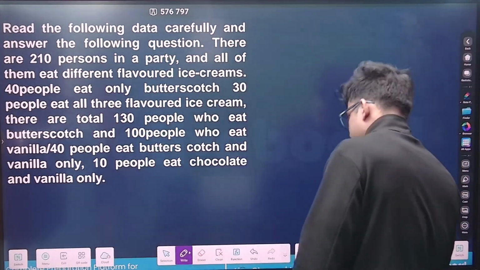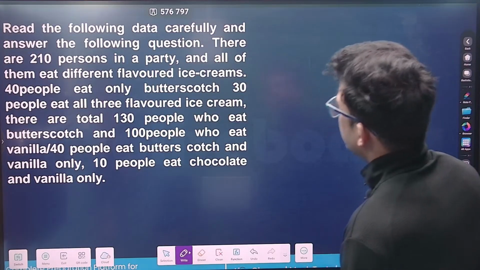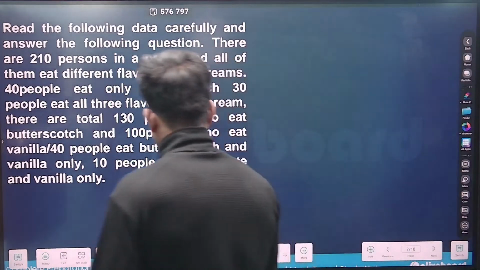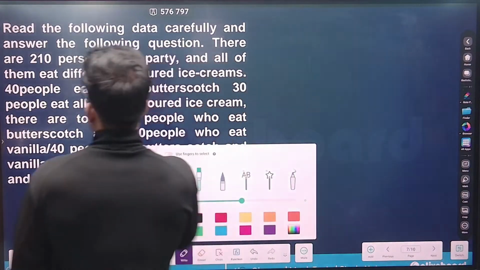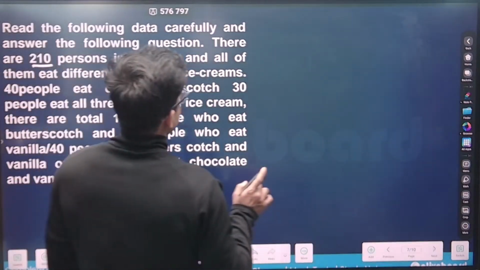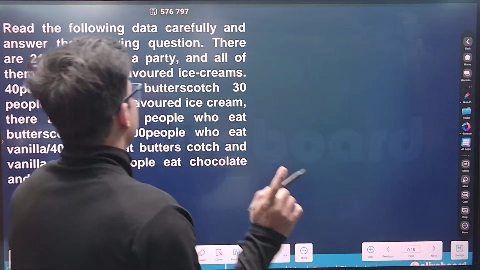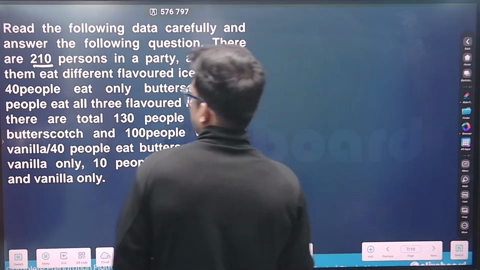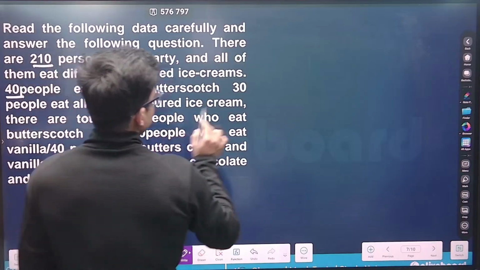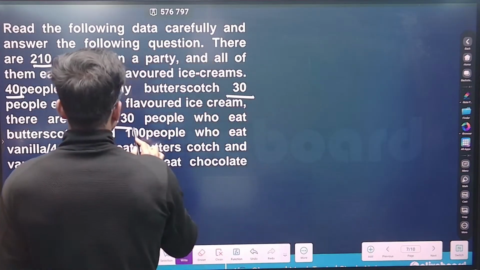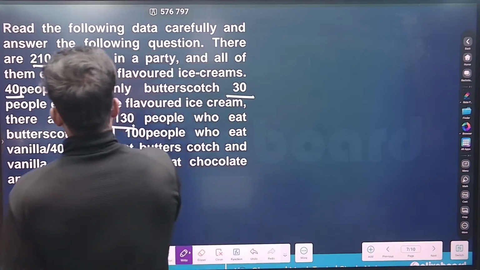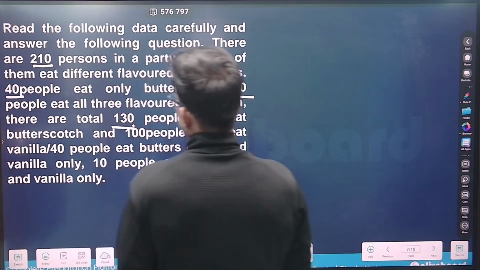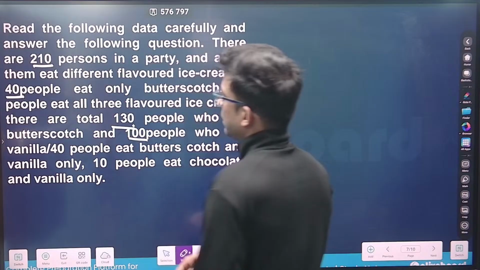So let's now see how we can solve this question. Read the following data carefully and answer the following question. There are 210 persons in a party. So total we are having 210. Again, see the point of overlap: in a party, all of them eat different flavored ice creams. 40 people, 30 people, 130 people. So 130 plus 40, 170. 170 plus 30 is 200.